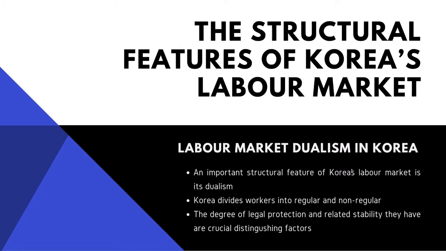An important structural feature of Korea's labor market is its dualism. While other countries roughly divide workers into full-time and part-time, the country is special in that it divides workers into regular and non-regular. A crucial factor distinguishing the two groups is the degree of legal protections and related stability they have.